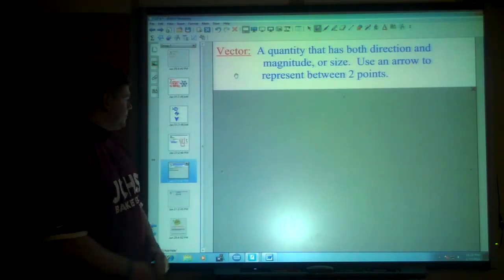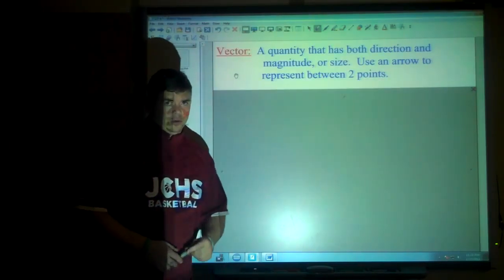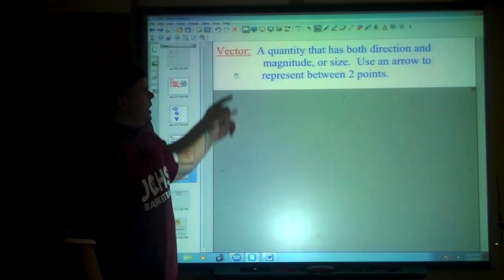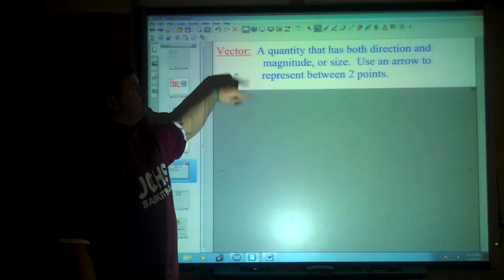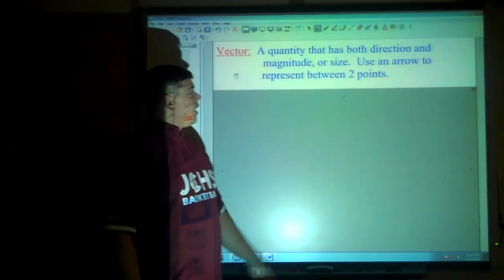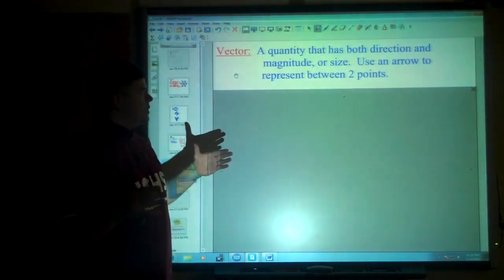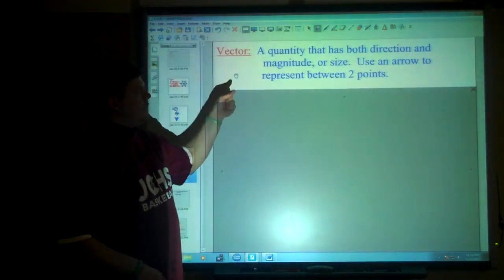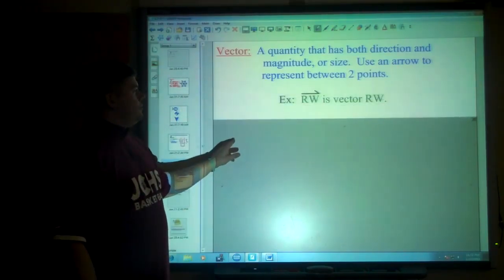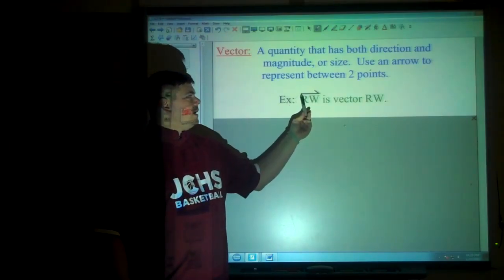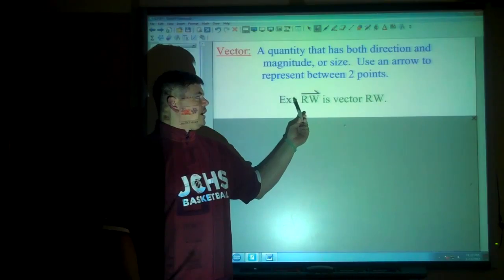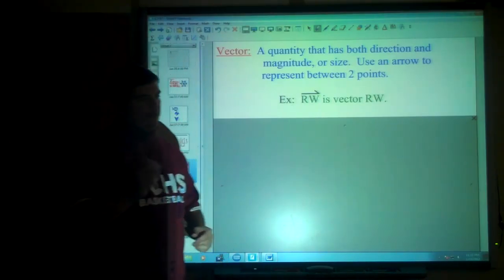A vector, and I always joke about this from the old airplane movie, that's a Roger, Roger, what's your vector, Victor? A quantity that has both direction and magnitude. Now magnitude is another way of saying size. We use an arrow to represent between 2 points. So quantity with direction and size, all right? Both of those. This is what our vector would look like. We don't use a full arrow, it's kind of the little half arrow, and you would call this vector R to W. And that's very particular.